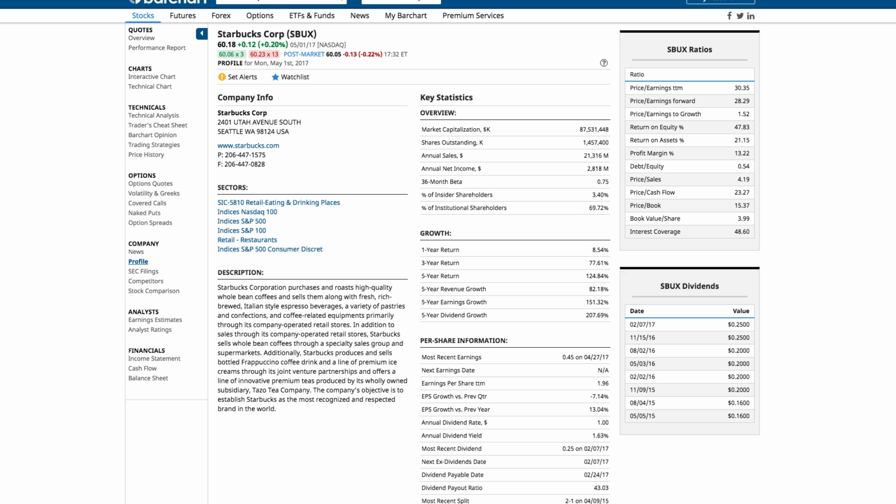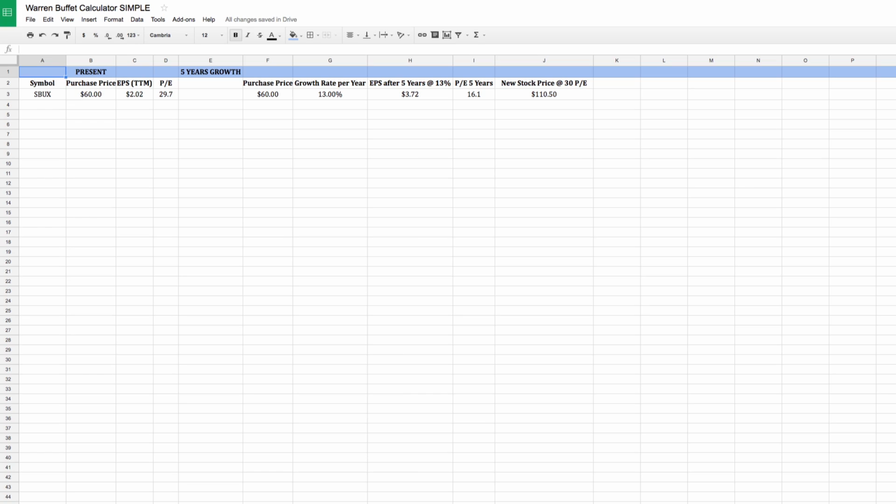So with earnings per share of $2 and a purchase price of $60, we get a price to earnings ratio of about 30. Now, with 5 years of growth at a growth rate of 13%, which is Starbucks' current earnings per share yearly growth, we're going to see earnings per share at $3.72, up from $2.02. Okay, so now if we take the new amount of earnings and we own the stock at $60, then the price to earnings is only 16.